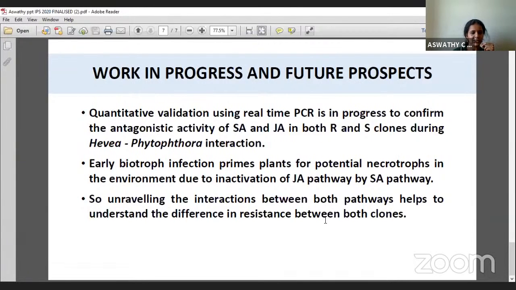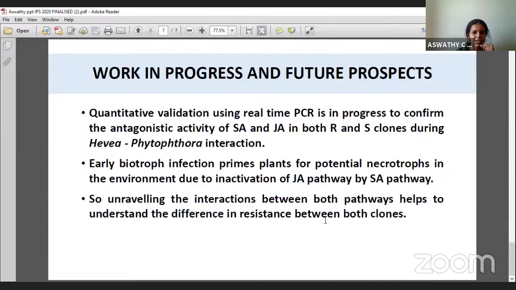The relevance of this study is that if the salicylic acid pathway is suppressing the jasmonic acid pathway, there is a chance for the invasion of other necrotrophic pathogens to attack the plant, since the jasmonic acid pathway is suppressed by the salicylic acid pathway. So we have to find how this jasmonic acid pathway is inhibited, how this coronatine insensitive gene is suppressed during the activation of the salicylic acid pathway.